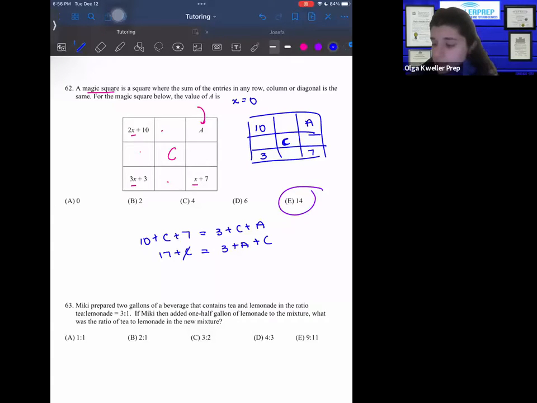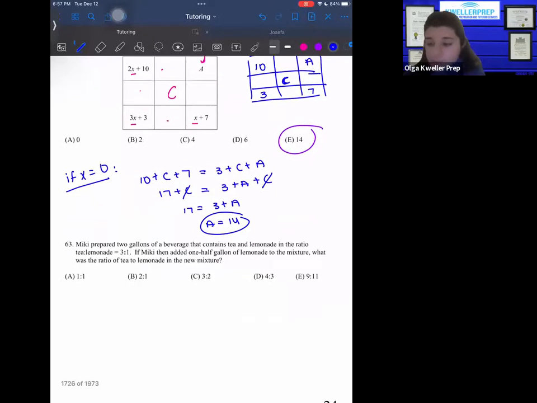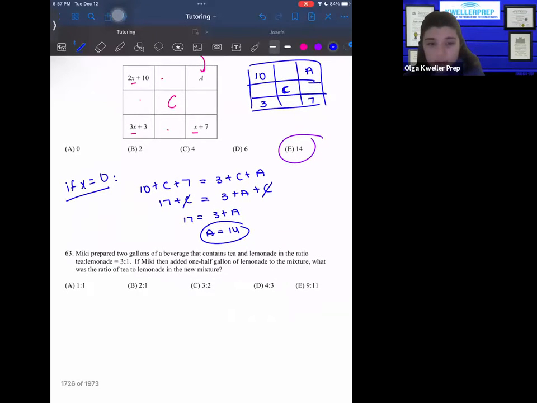So c is the same in both, right? So what that means is 17 has to equal 3 plus a, and then we figured out, well, that means a has to be 14, right? So this is if x is 0. But x doesn't have to be 0, right? This has to be true for any value.